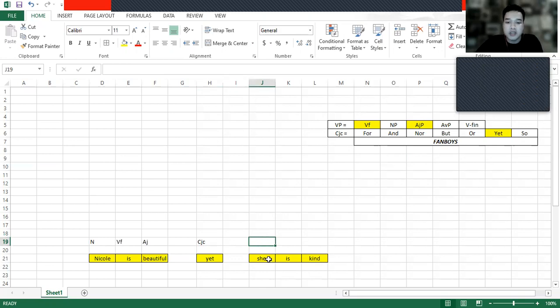And then she. She acted as a subject because it is the subject of this clause. Okay, so let's type it in, noun, and then next is is, which is verb finite, and then kind is adjective. Okay, so let's center this thing up. That as well. Okay, all set.